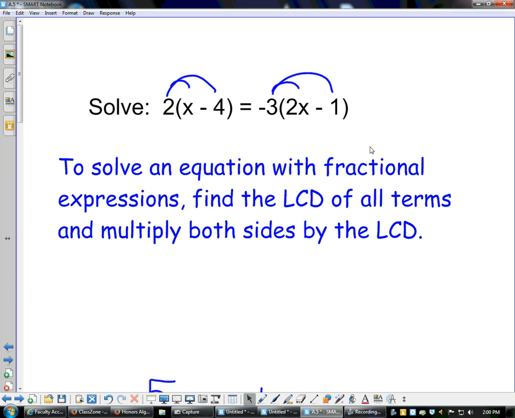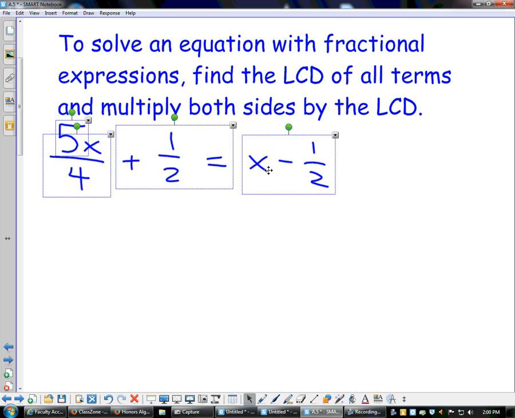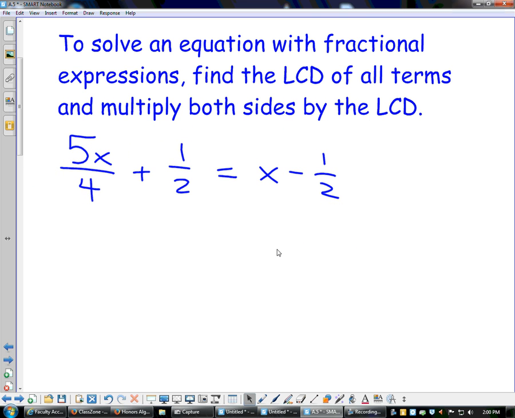To solve an equation with fractional expressions, you need to find the least common denominator of all the terms and multiply both sides by that least common denominator. So here's an example. To solve this, 5x over 4 plus 1/2 equaling x minus 1/2, we would want to multiply both sides of this equation by the least common denominator. The least common denominator here looks to me like 4, so we could multiply both sides of this equation by 4.